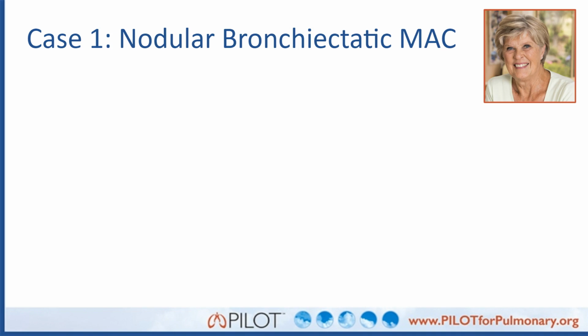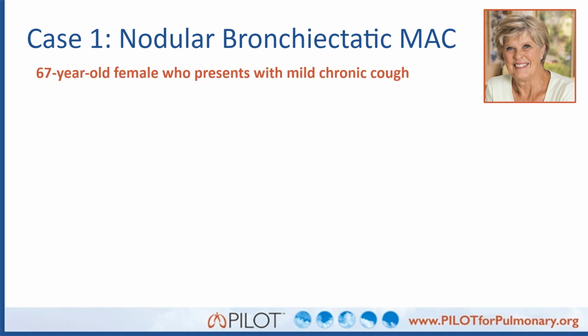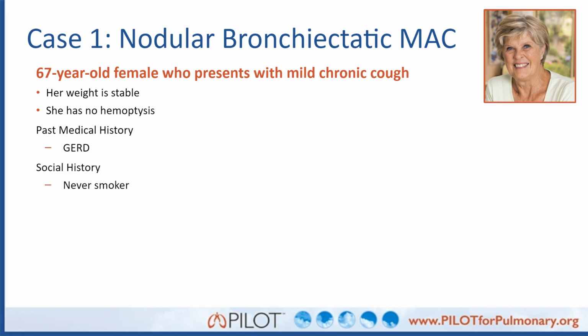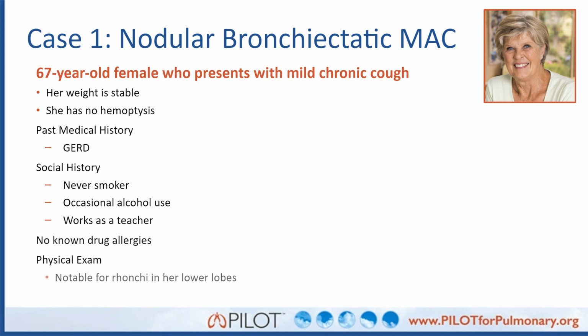So we're going to start with our first case, and this is a nodular bronchiectatic MAC case. This is a 67-year-old female who presents to our office with mild chronic cough. Her weight is stable. She has no hemoptysis. She does have a past medical history of GERD, a never smoker. She has some social alcohol use, and she works as a teacher. No known drug allergies, and her physical exam was notable for some rhonchi in her lower lobes.